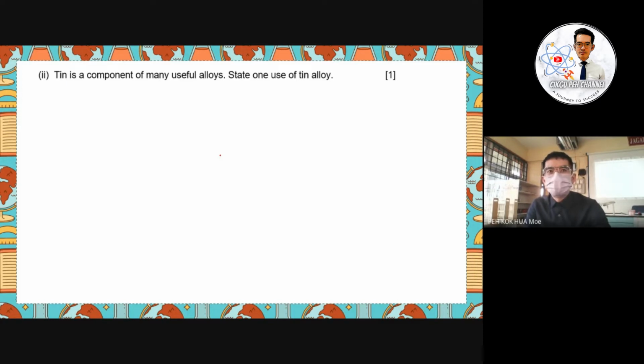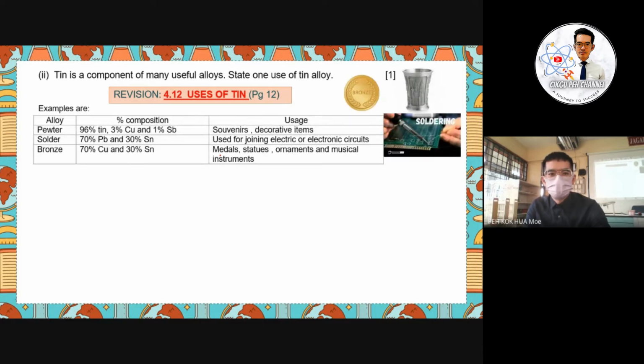State 1 use of a tin alloy, 1 mark. So from the revision info at section 4.12, uses of tin, we have many options here. The alloy we discussed in the notes will be pewter. The elements involved will be tin, copper, and antimony, so it can be used as a souvenir or decorative item. For solder, the elements involved will be lead and tin, used to join electronic circuits.